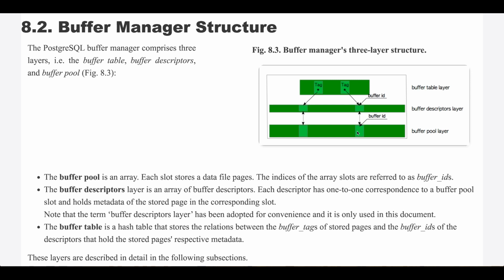The buffer descriptors layer is an array of buffer descriptors. Each descriptor has a one-to-one correspondence to a buffer pool slot and holds metadata of the stored page in the corresponding slot. Note the term buffer descriptors layer has been adopted for convenience, and it is only used in this document. Buffer table. The buffer table is a hash table that stores the relations between the buffer tags of stored pages and the buffer IDs of the descriptors that hold the stored page's respective metadata.